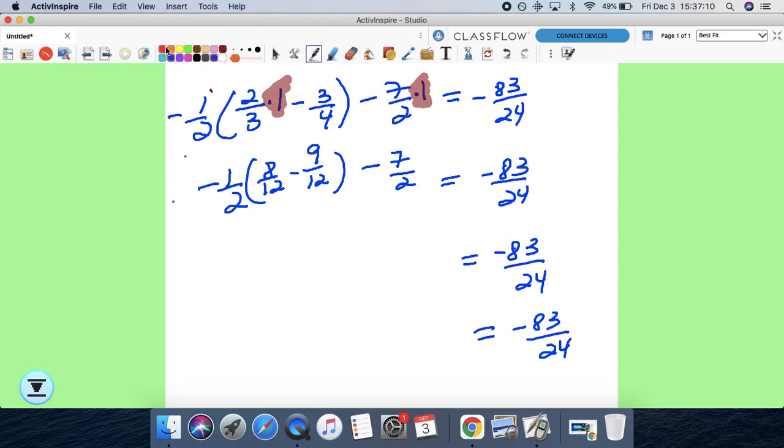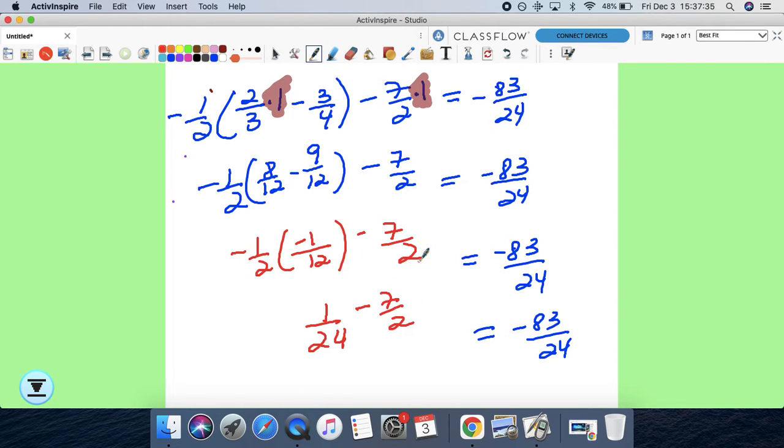Change colors. Negative a half, and inside the parentheses I can finally subtract. It's over 12, and 8 minus 9 is just negative 1. Minus 7 over 2, right? I can finally multiply these two. And I'm going to get negative a half times negative 1 over 12. I can't simplify anything, but it's going to give me positive 1 over 24. And to that, we're going to subtract 7 over 2.